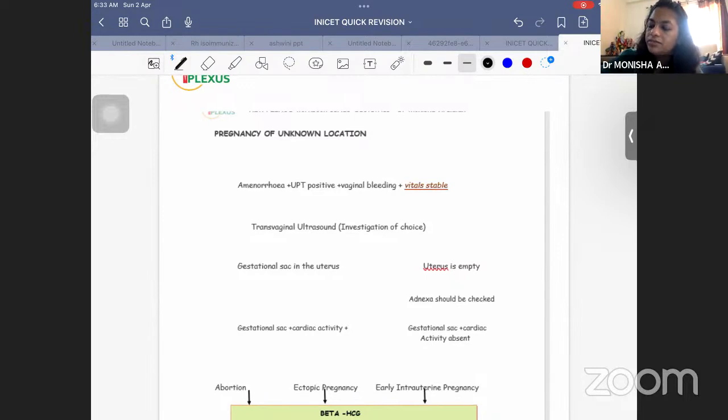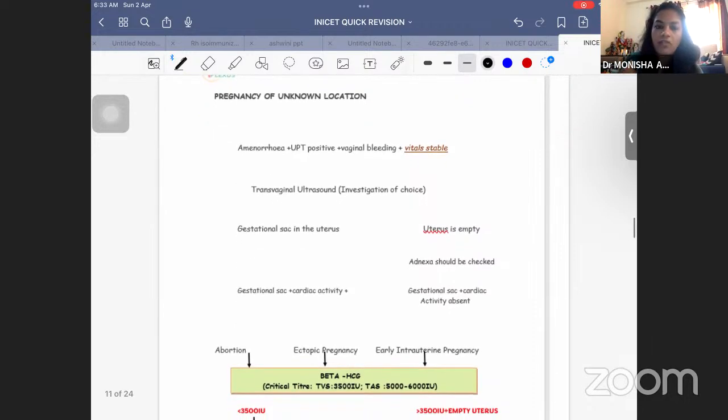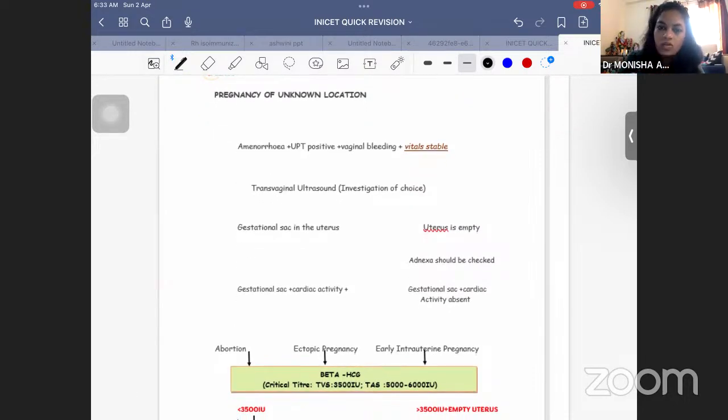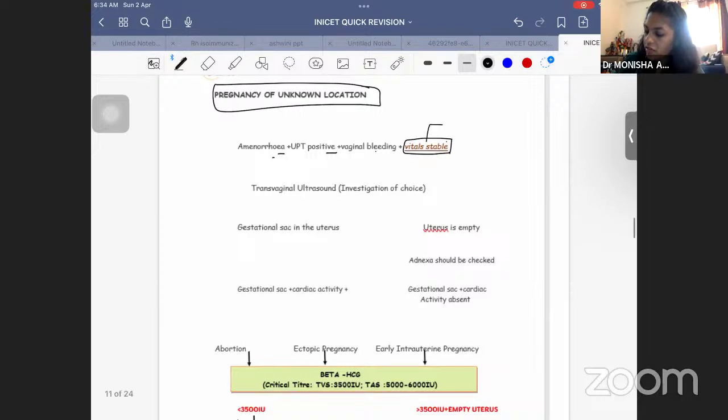Talking about ectopic pregnancy. Yes. Ectopic pregnancy, I am just talking about the approach. I'm not going into detail. Pregnancy of unknown location, we will see what it means. Amenorrhea. If the patient presents with amenorrhea, her UPT is strongly positive, she comes with vaginal bleeding and her vitals are stable. Now you will not decide the patient is ectopic. If the vitals are unstable, you will definitely give her a diagnosis of ectopic pregnancy. First diagnosis will be ectopic and take her for laparotomy.